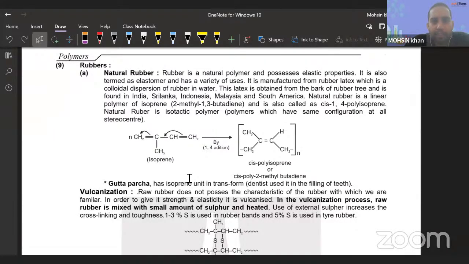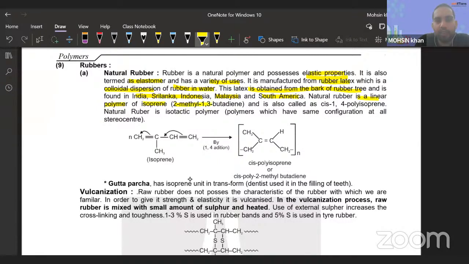In rubbers, we have natural rubber and synthetic rubber. Natural rubber possesses elastic properties. It is also termed an elastomer and has a variety of uses. It is manufactured from rubber latex, which is a colloidal dispersion of rubber in water. This latex is obtained from the bark of the rubber tree and is found in India, Sri Lanka, Indonesia, Malaysia, and South America. Natural rubber is a linear polymer of isoprene.